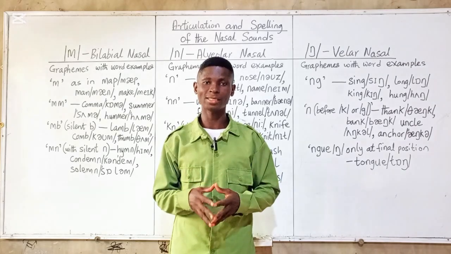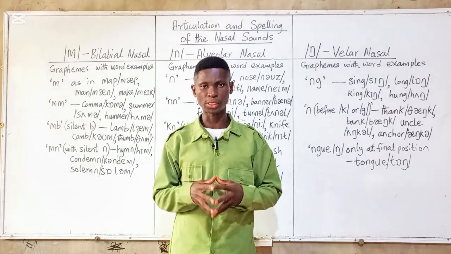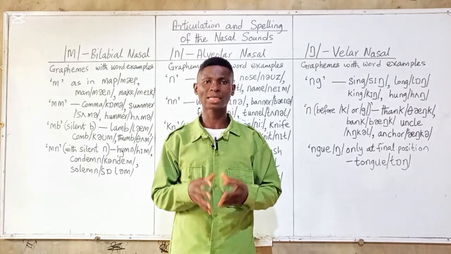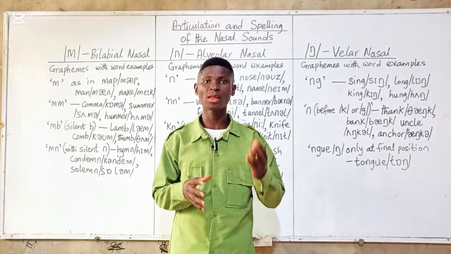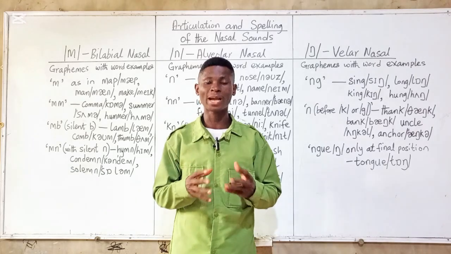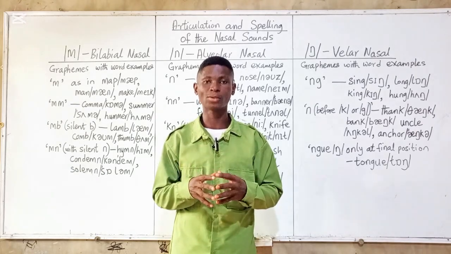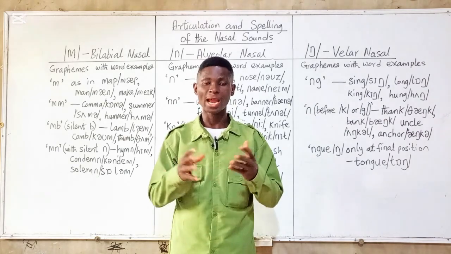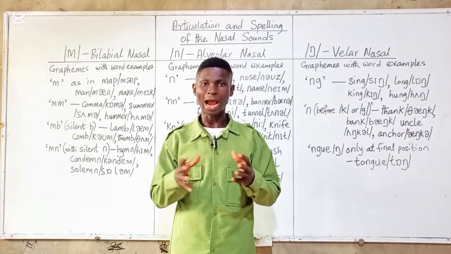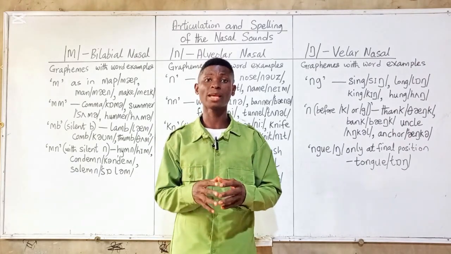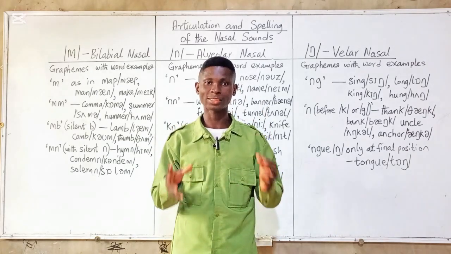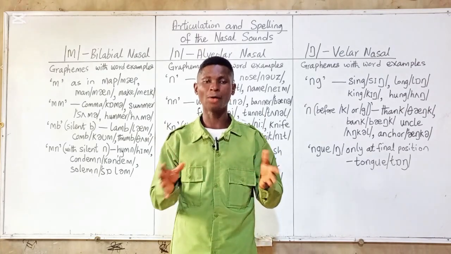There are certain sounds in the English language in which, when produced, the organs of speech come together and completely obstruct the flow of air from passing through the mouth, and consequently the air will find its way out through the nasal cavity, in other words the nose. Hence we have nasal sounds. These sounds are three in number. In other words, we have only three nasal sounds in the English language, that is, sounds produced with the help of the nose.